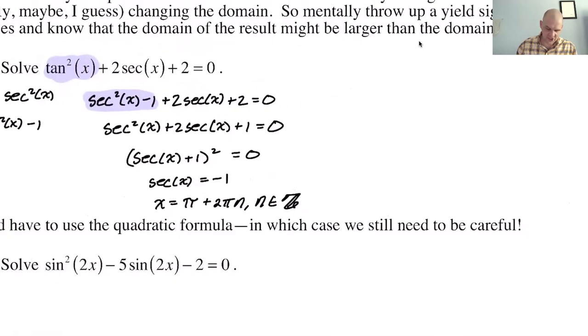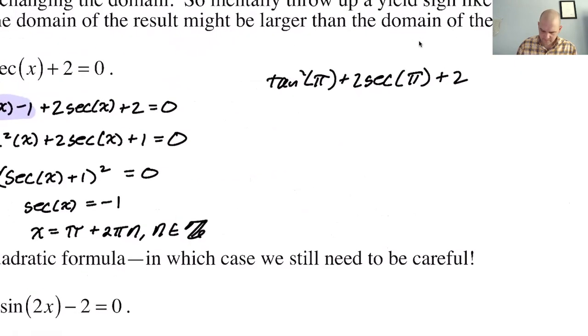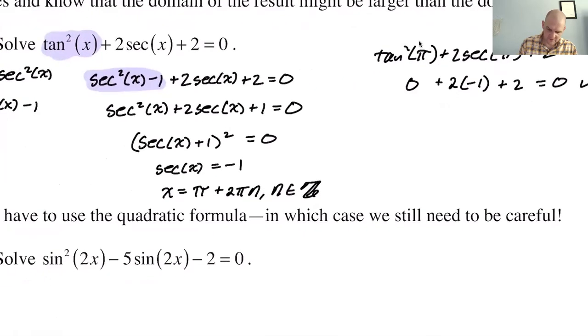So I'm going to check my answer because although I'm pretty confident, it's possible that the original equation, which had tangents and secants, might be undefined at pi. So you want to check for that reason. I'm going to check tan squared of pi plus 2 secant of pi plus 2. The tangent of 0 is 0, and the period of tangent is pi. So the tangent of pi is also 0. So this is 0 plus the secant of pi, which we said was -1, plus 2. This equals 0, so it checks. So this is my solution for sure.